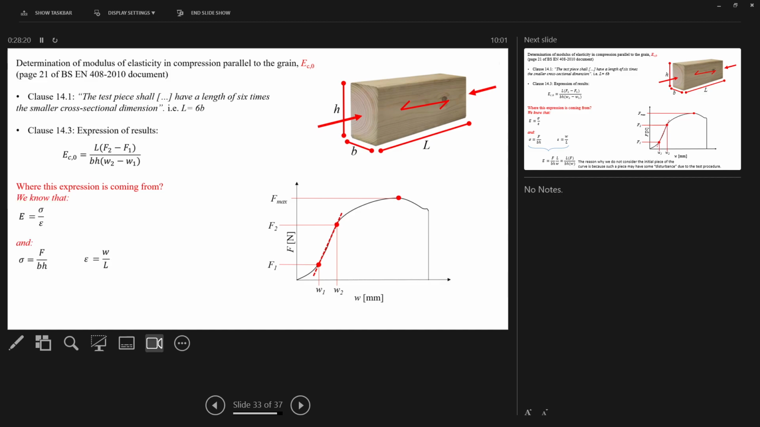Where does the expression come from? We've seen this before. This is the modulus of elasticity, or in other terms, the stress-strain relationship. E equals stress over strain. Then stress is force over area, and strain is the movement, or delta, over L.